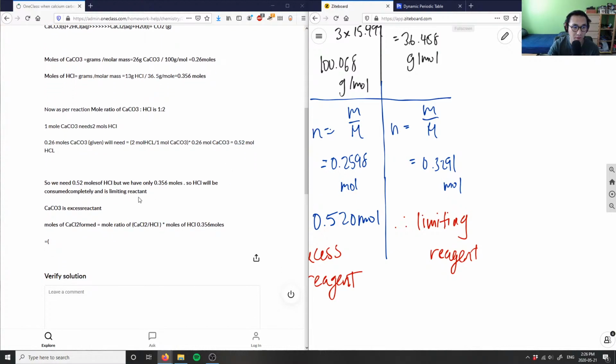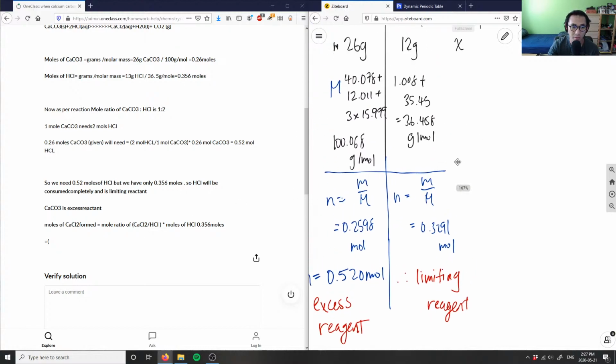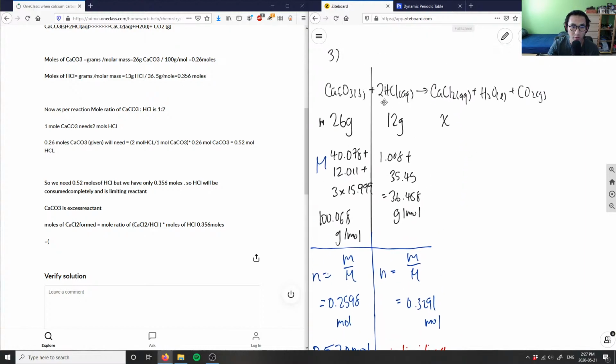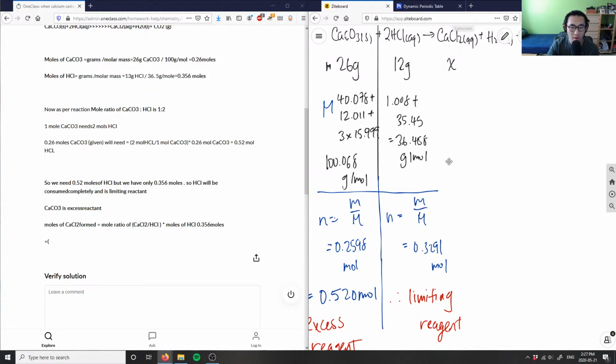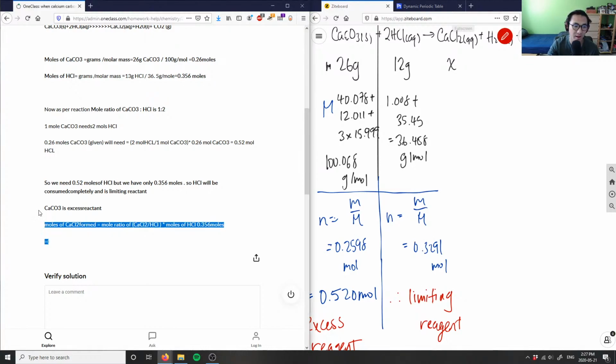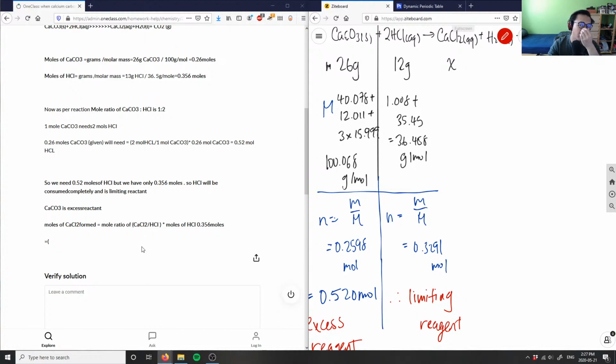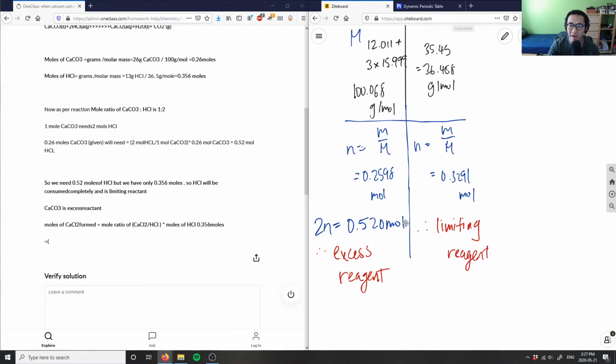So what they're doing here is the moles of calcium chloride equals the moles of calcium chloride divided by hydrochloric acid, the mole ratio here. So if calcium chloride divided by hydrochloric acid, it's going to equal 3291 here, which is good. And then they didn't actually finish this problem here, which is kind of concerning. But here, I'm going to have to multiply this by half, and that's why I wanted to multiply this by half.